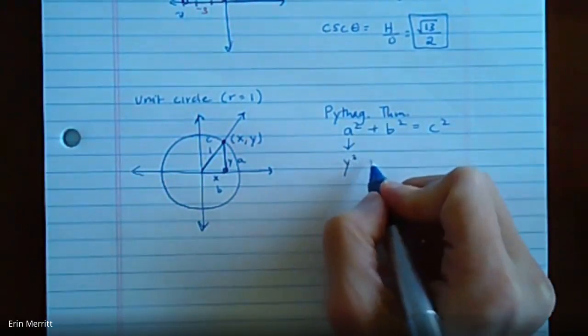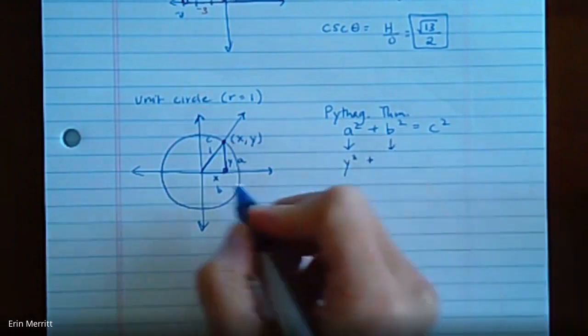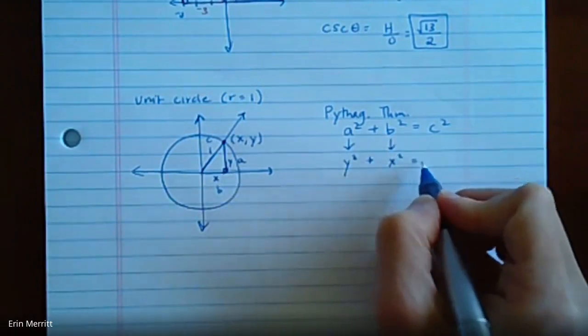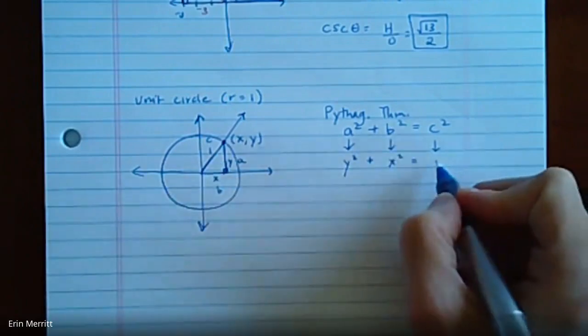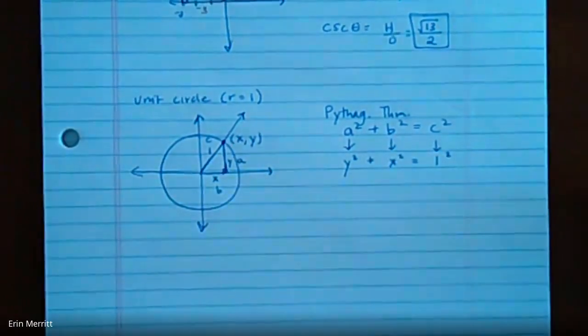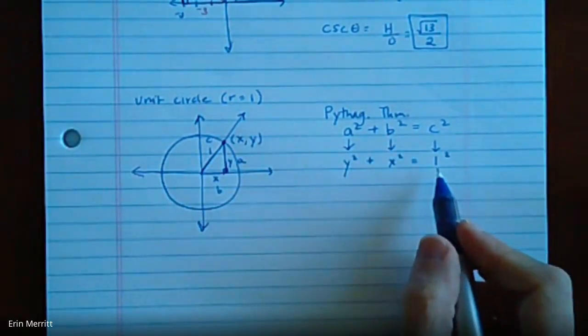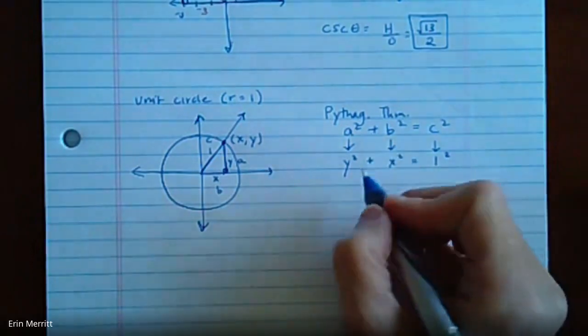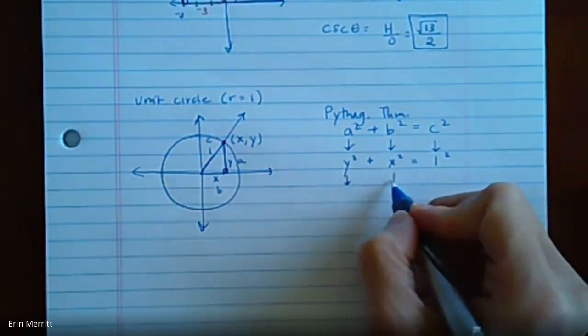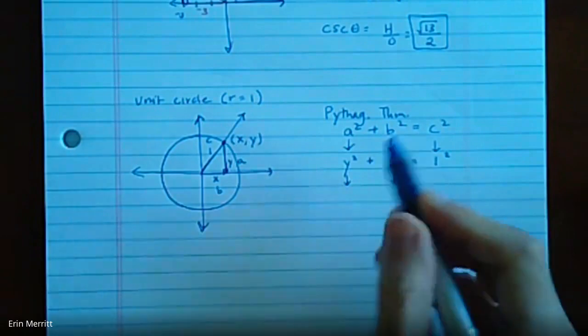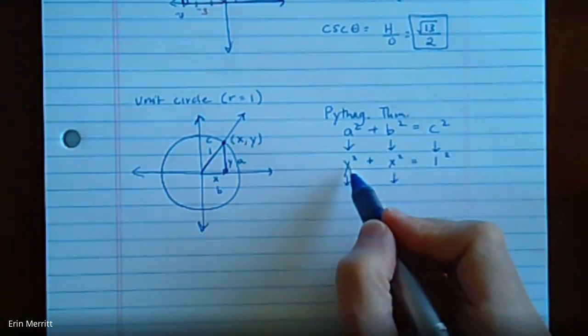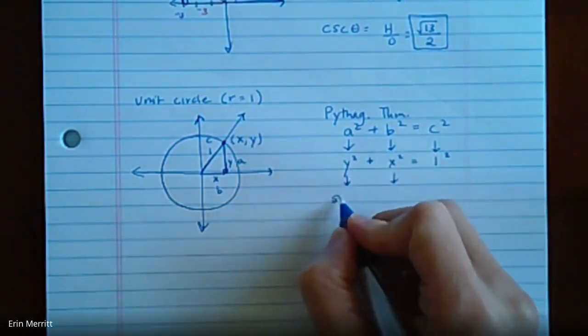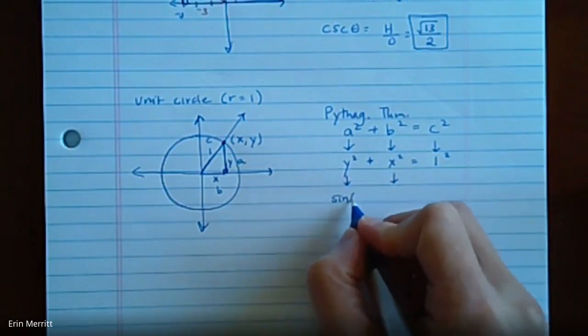So in place of a, I'm going to plug in the y squared. In place of the b, I'm going to plug in the x squared. In place of the c, I'm going to plug in 1. All right. You could stop here, but where the identity really comes from is you have to think about which function is being represented by x and y. If you remember from earlier in the unit, y is equivalent to sine. So this is the same as the sine of the angle.